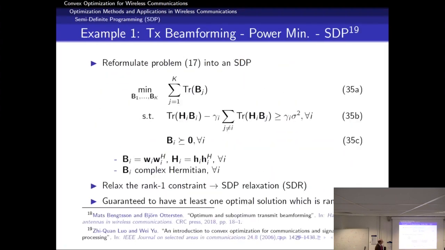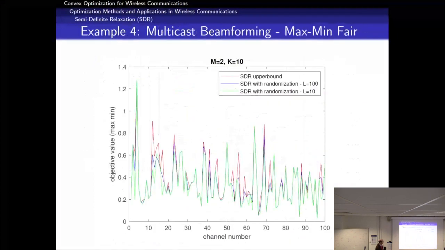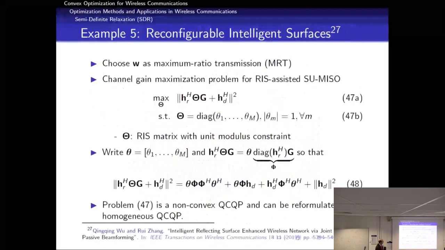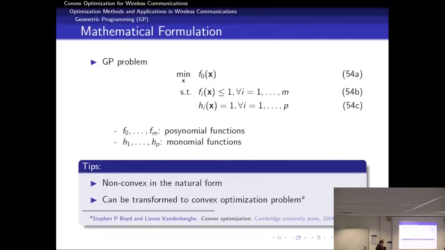Okay, so how do you deal with that? So apparently it looks not convex, but there is a way to get around that. You can reformulate the problem. So this is what we have. This is our GP problem.